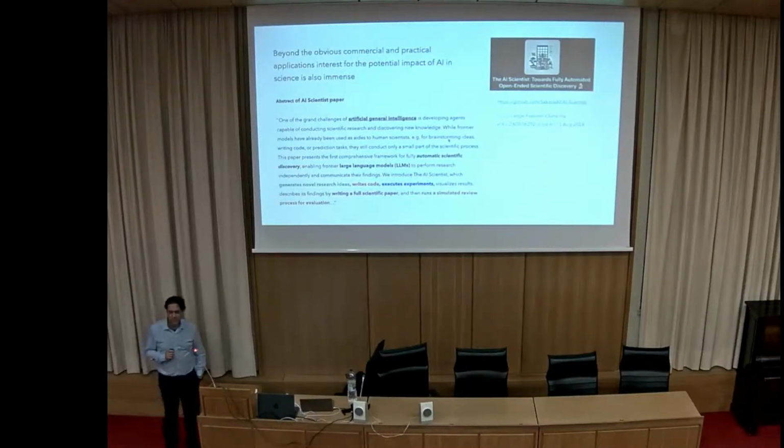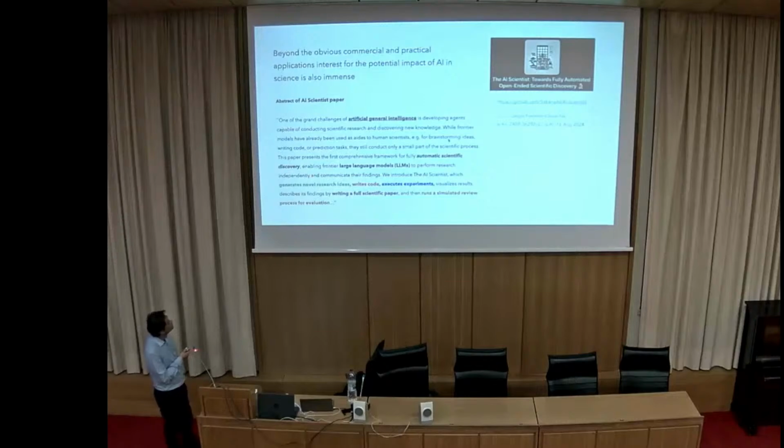I will read the abstract here. Basically, I like the abstract because it has all the words I would like to say, and it gives a sense of what people are thinking about. It says, one of the grand challenges of artificial general intelligence, AGI, is developing agents capable of conducting scientific research and discovering new knowledge. While frontier models, the foundation models like ChatGPT, have already been used as aids to human scientists, for example, for brainstorming ideas, writing code, or prediction tasks, they still conduct only a small part of the scientific process.